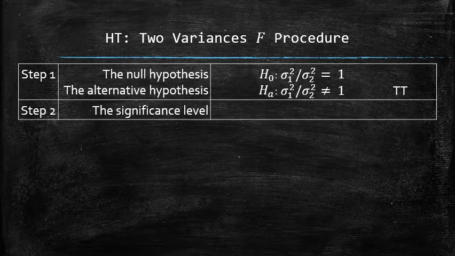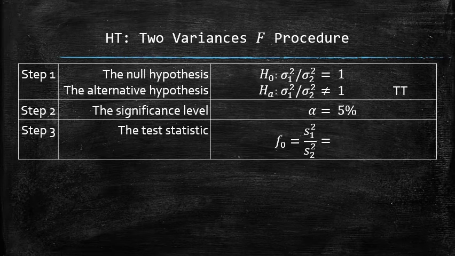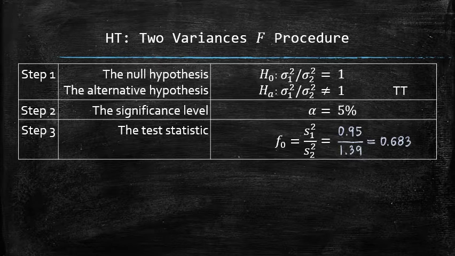The significance level can always be found in the statement of the problem. In our case, it is 5%. Step 2 is complete. The test statistic can be computed using the formula. In our case, the test statistic F0 is equal to 0.683.